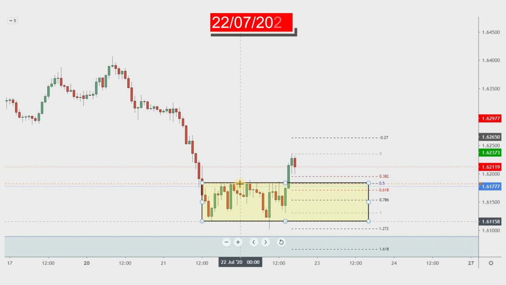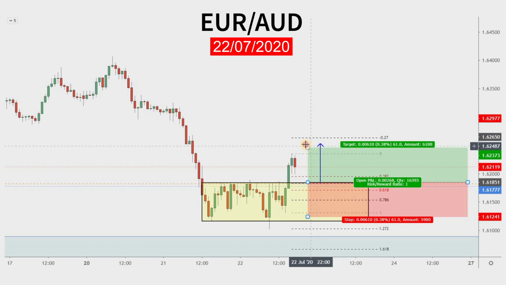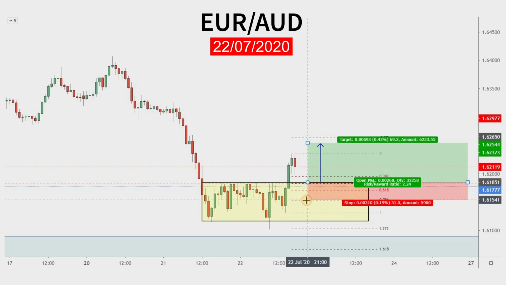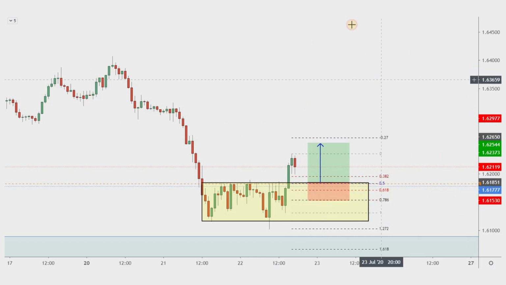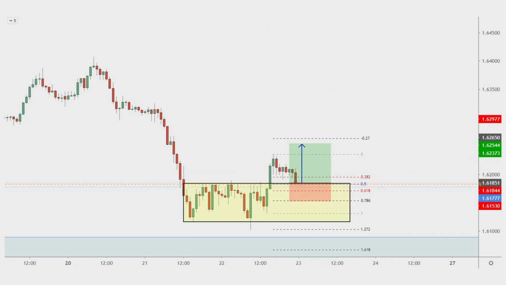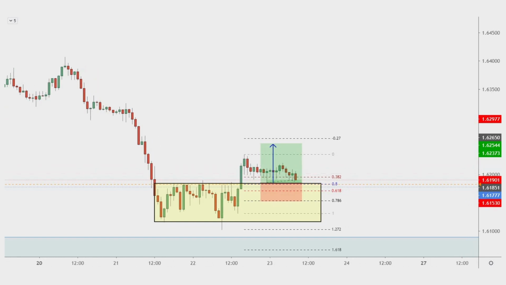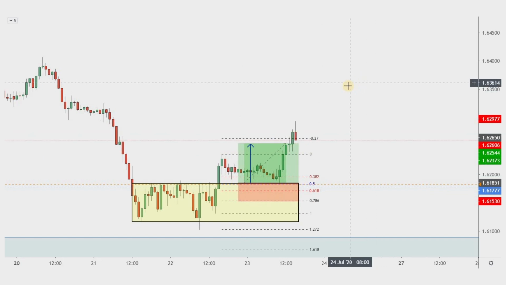Next premium setup was Euro Australian dollar. Price breakout of the rectangle pattern or consolidation box. I was waiting to enter a buy trade at retest. This level correlates with the 0.5 Fibonacci level. Price retested exactly as we expected. This setup could offer us a 2 risk reward trade.